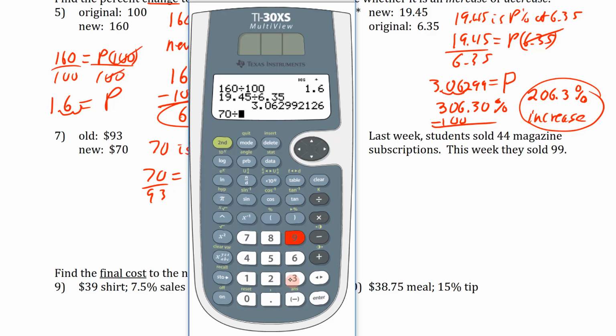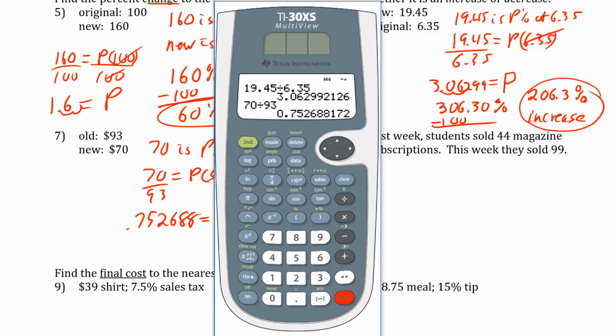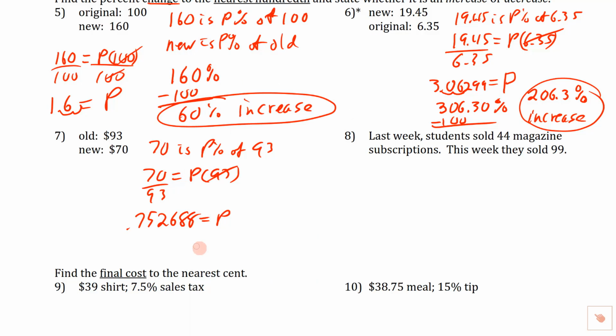70 divided by 93, hit enter, and we get 0.752688, that's what equals P. Just double check here and make sure we got that right. Looks pretty good. And then remember, that's a percent, so we're going to move that over 2 places. So 75 point, we're going to have a 26, and that 8 is enough to bump it up, so we're going to call that a 27%.